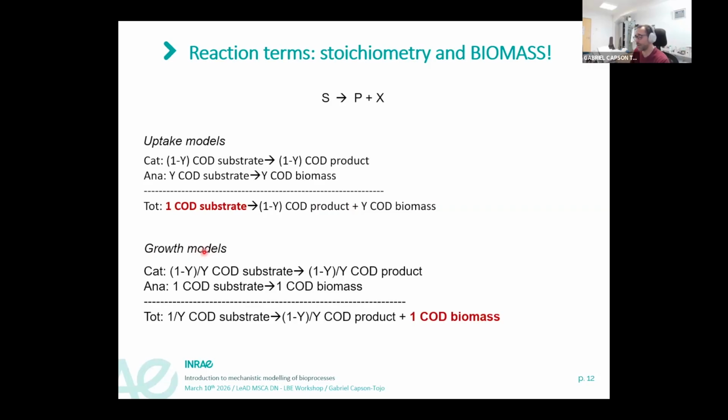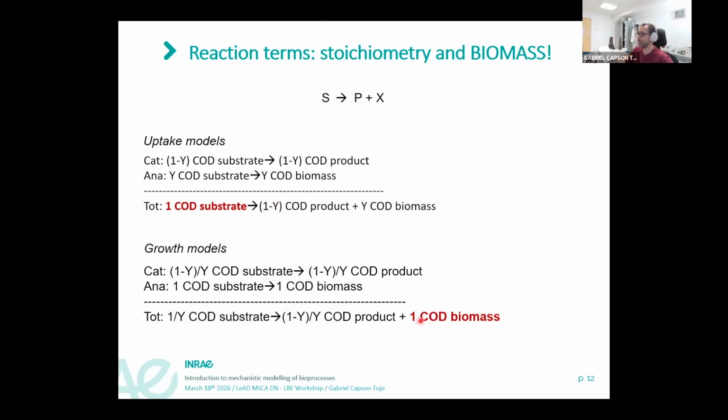All these growth models use growth rates, which is why they are popular. And it's exactly the same thing, but instead of assuming that you have 1 gram COD substrate as basis of calculus, you assume that you are making 1 gram COD biomass. So basically what you're doing is you're dividing all these stoichiometric terms by Y, so you can get a 1 here. So if for uptake you had 1 gram of substrate here, in growth models you have 1 divided by Y for the substrate. For the product, you have 1 minus Y divided by Y, which is what you see here. And for biomass, you have 1 gram COD.